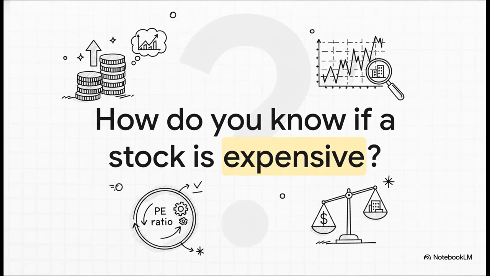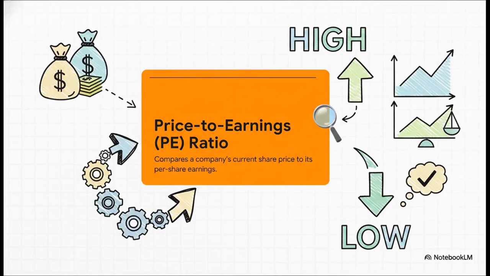So here's the million-dollar question, right? How do you know if a stock is expensive? It's the first thing every investor wants to figure out. And usually the starting point for almost everyone is a little thing called the PE ratio. The price-to-earnings ratio, or PE ratio for short. It's a pretty straightforward idea. It basically tells you how many dollars you're willing to pay today for every single dollar of a company's yearly profit. So, a high PE, you're paying a lot for those earnings. A low PE, you're paying less.